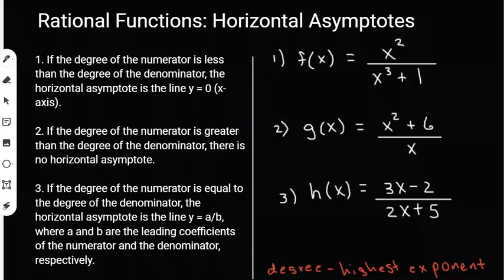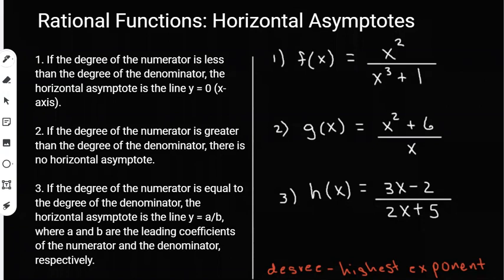All right, today we're doing rational functions. And today I want to look at horizontal asymptotes. So when we look at rational functions, they're going to be a fraction where there's a polynomial on top in the numerator and a polynomial in the bottom, the denominator.